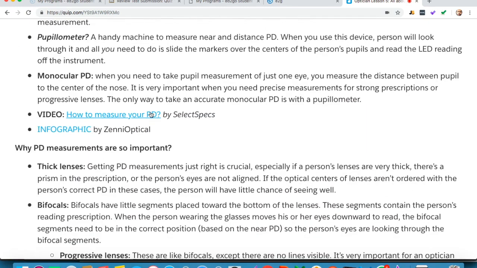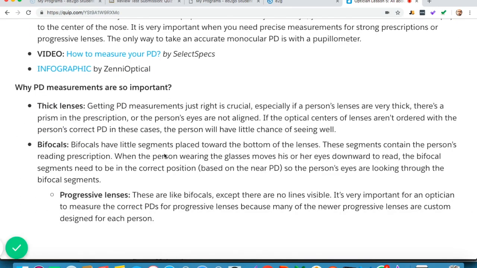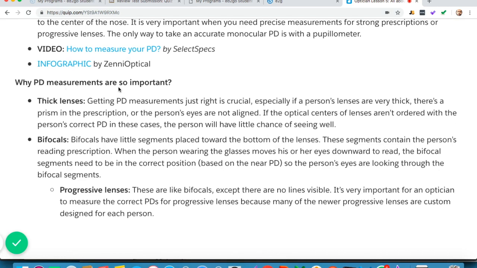And I have a couple of handy videos and an infographic by Zenny Optical talking about pupillary distance and how to measure them. Why are PD measurements so important though? See, some prescriptions have thick lenses. Getting PD measurements just right is crucial, especially if a person's lenses are very thick, there's a prism in the prescription, or the person's eyes are not aligned. If the optical centers of lenses aren't ordered with the person's correct PD in these cases, the person will have little chance of seeing well, not to mention headaches and eye strain.